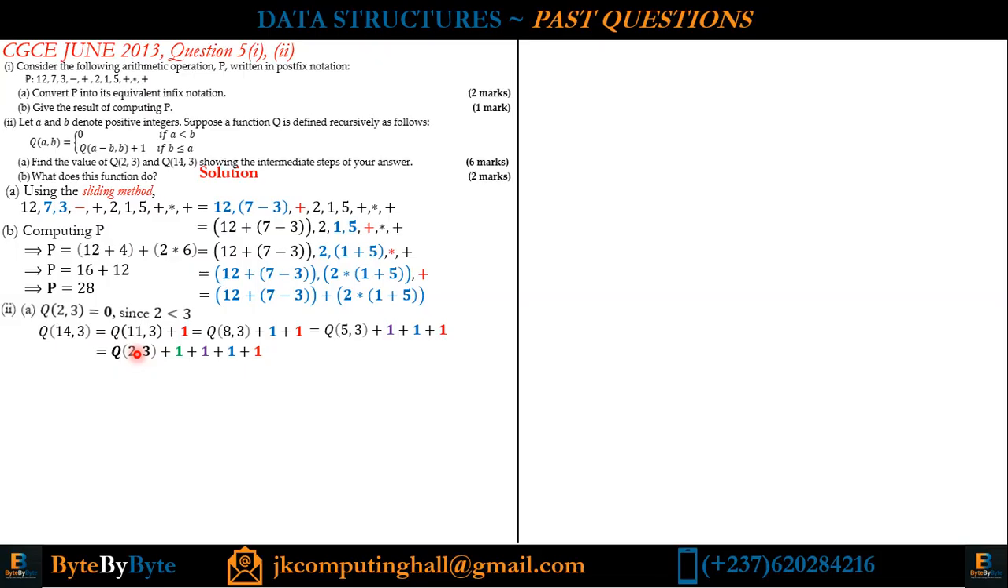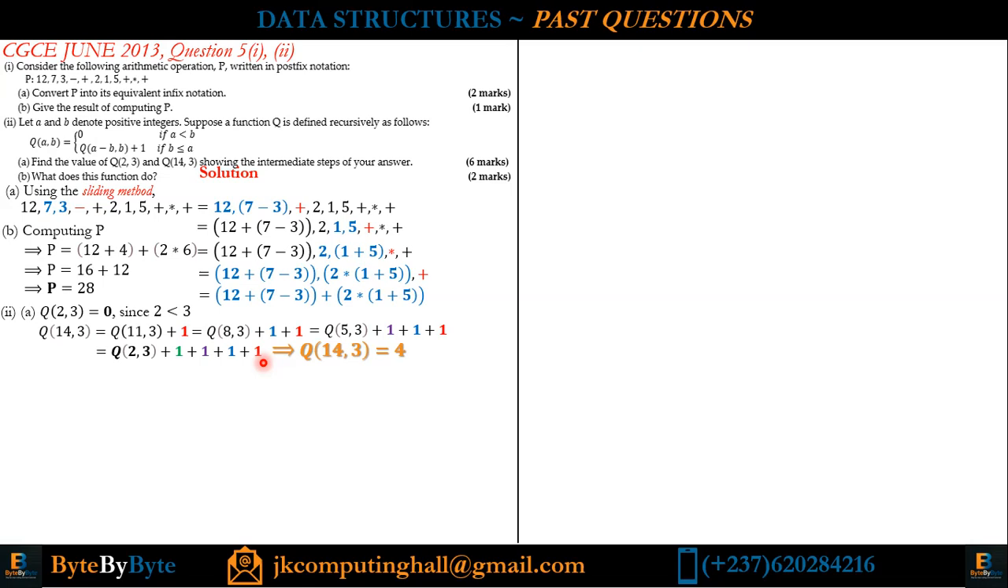Now, cure of 2, 3, as we saw, is 0 because A is less than B. So, cure of 14, 3 will be 0 plus 1 plus 1 plus 1 plus 1, which is simple algebra. Hence, cure of 14, 3 is 4. The B part says, what does this function do?